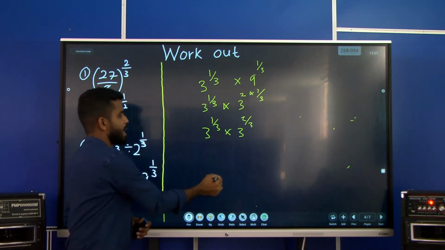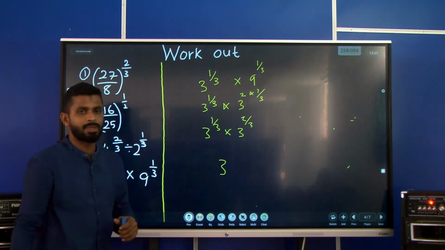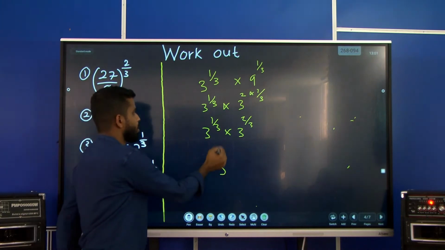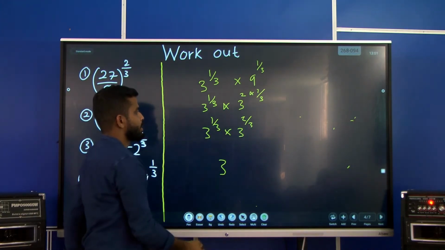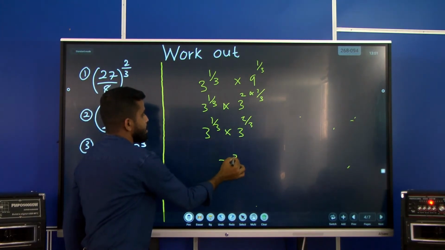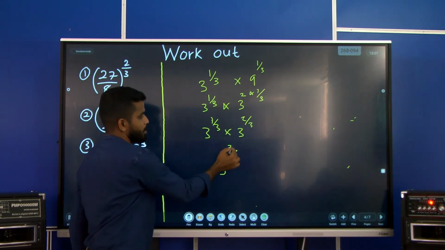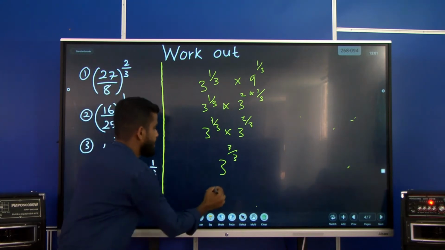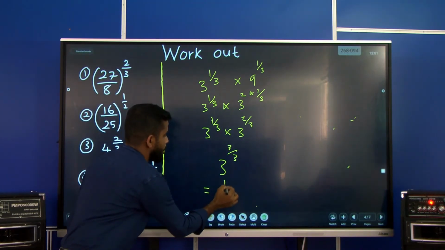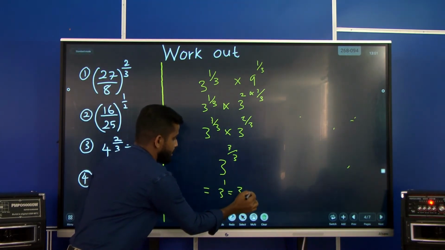Since the bases are the same, we're going to do the same work as we did for the previous questions. 3 to the power 1/3 multiplied by 2/3, both would be added. So 1 plus 2 is 3, so 3 upon 3 we can say 1. The answer is 3 to the power 1, which is equal to 3.